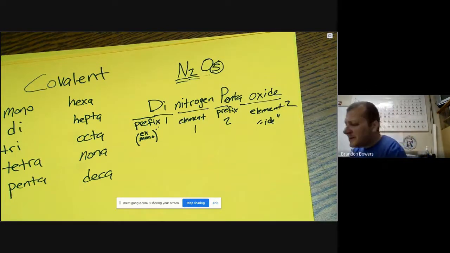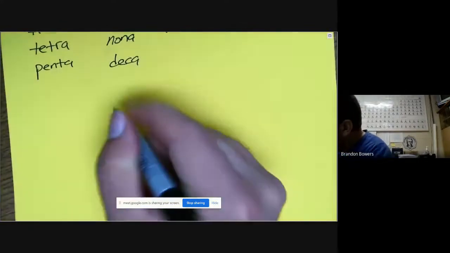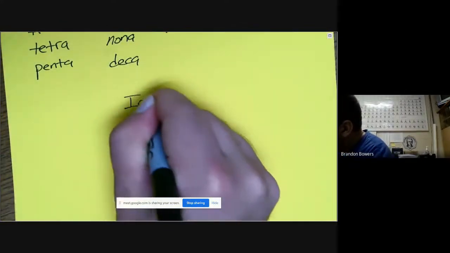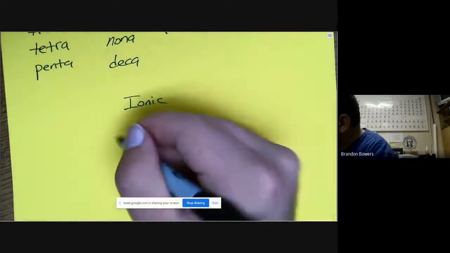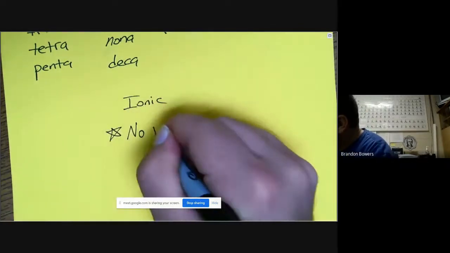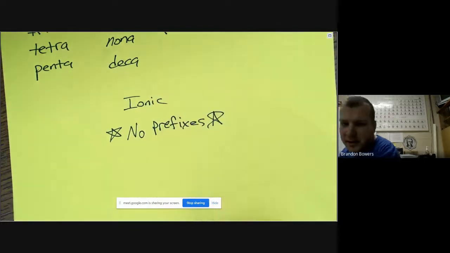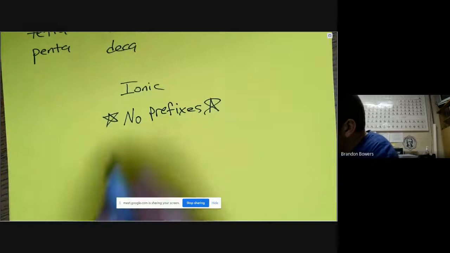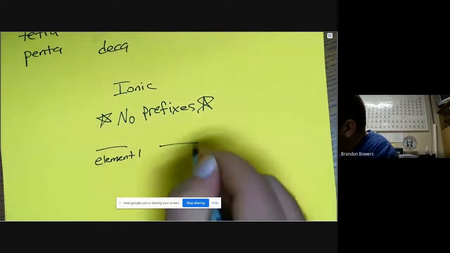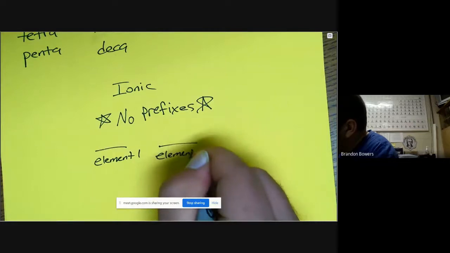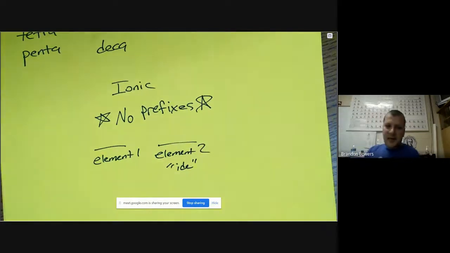And when we talked about ionic naming, there's no prefixes, right? No prefixes. It made our job so much easier. All we had to do was element 1, element 2. However, element 2 ended in -ide.